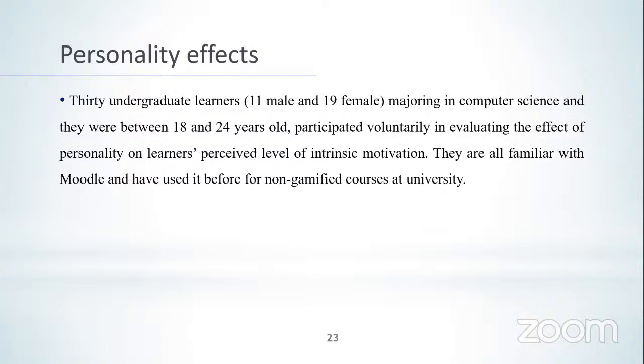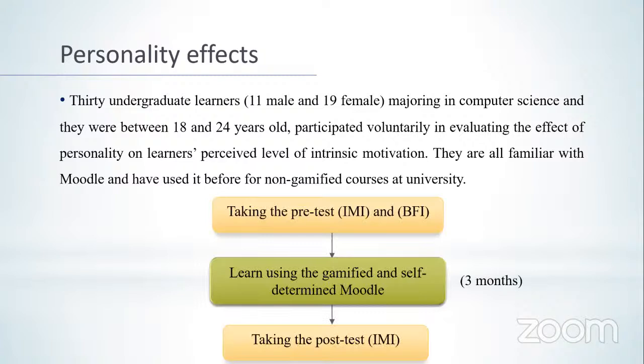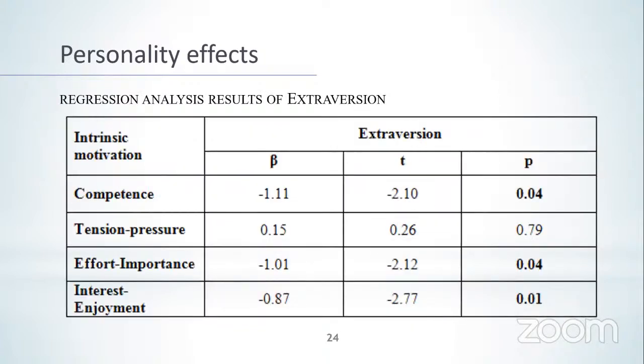Then they learned using the gamified and self-determined model for 3 months. And finally, they retook the intrinsic motivation inventory as a post-test. So results here showed that, starting dimension by dimension, for the extraversion, regression analysis showed that extraversion can affect learners' perception of competence. We see here that we have a significance. Also for the importance and the enjoyment. In particular here, the beta for the competence is negative, which means that learners low in extraversion are more likely to feel the competence. Also, they are more likely to feel the enjoyment.